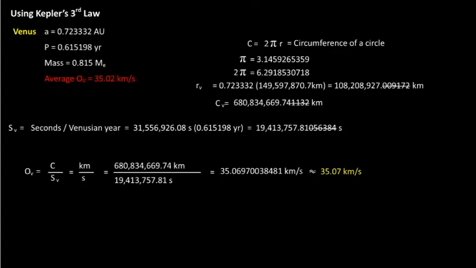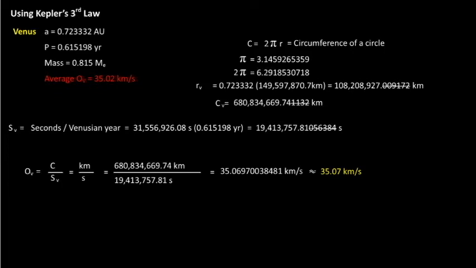Okay, so we need to figure out how many seconds are in a Venusian year. We just take the number of seconds in a year and multiply that by how long it takes Venus to orbit the Sun, and we get 19,413,757 seconds and some change.